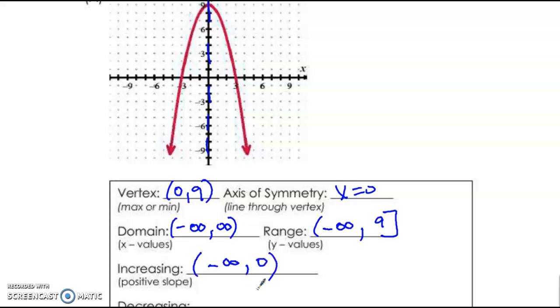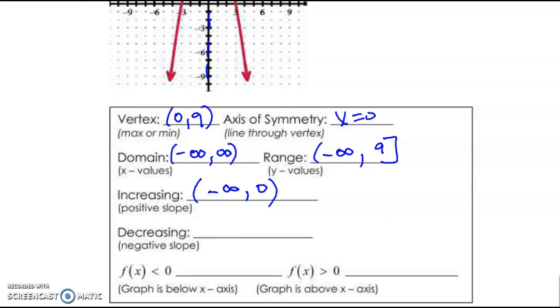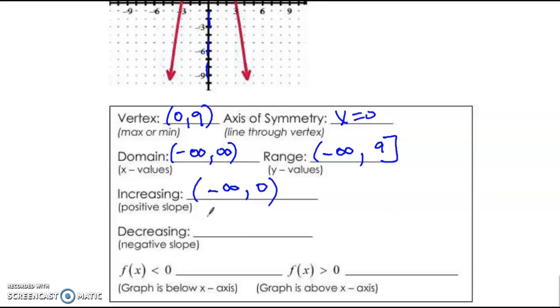Now we're not going to include 0 because it's something having to do with something you're going to learn in calculus. For right now, all you need to know is that you don't want to include it because the slope of the line there is actually 0. It's not increasing. So decreasing, it decreases from 0 to infinity. Now, where is the graph less than 0?